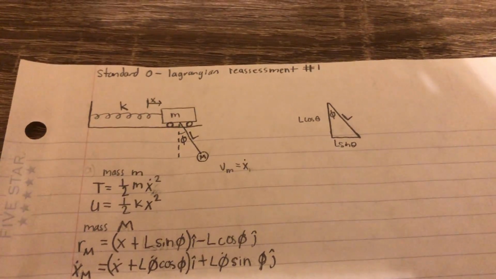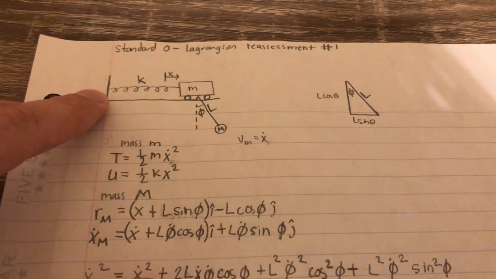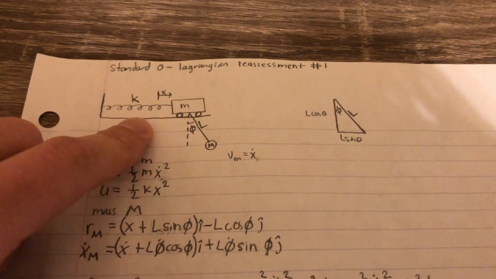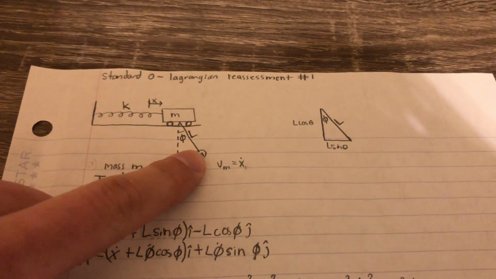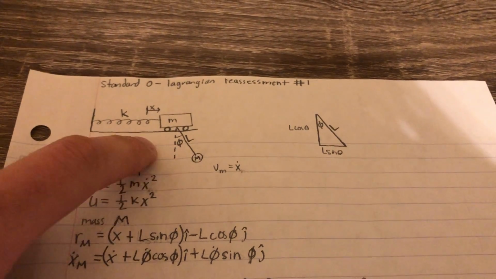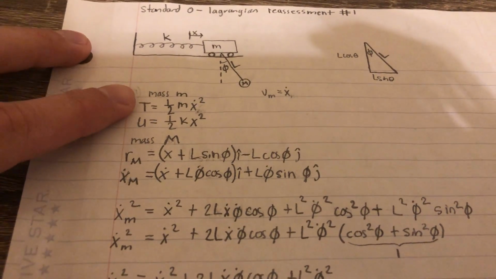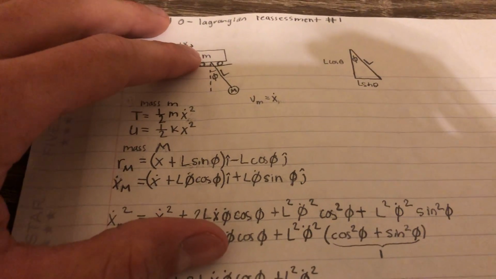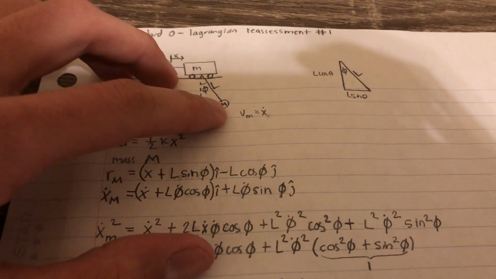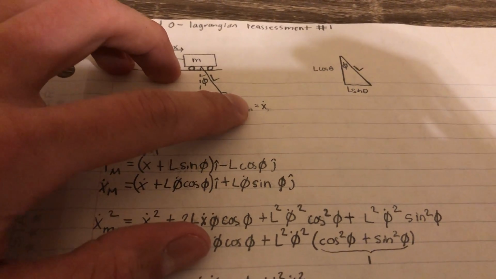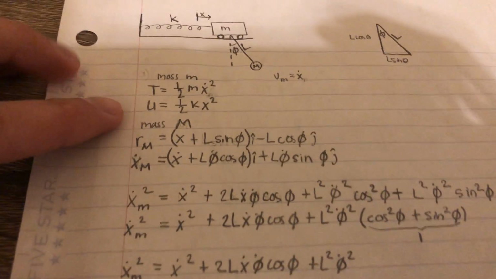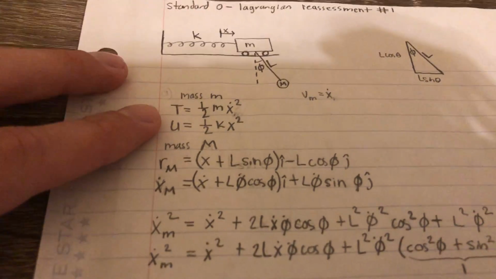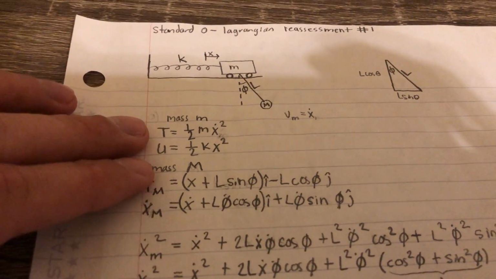to start off, this is a picture of the situation. The cart is oscillating back and forth on the spring, and it has a pendulum oscillating under it back and forth at an angle phi. So first, there are two masses. One is mass little m, the other is mass big M. And I know that the velocity of the cart is just x dot. It's just another way to write it. So we need to find the Lagrangian for both masses.